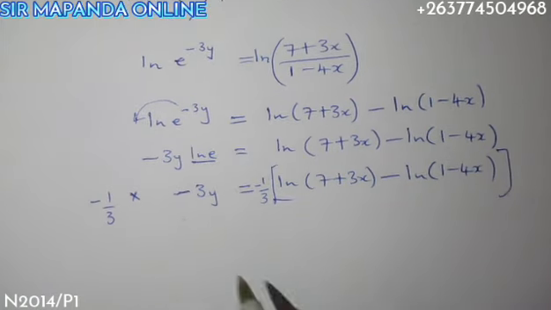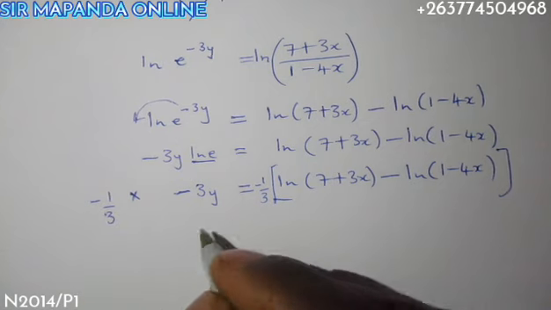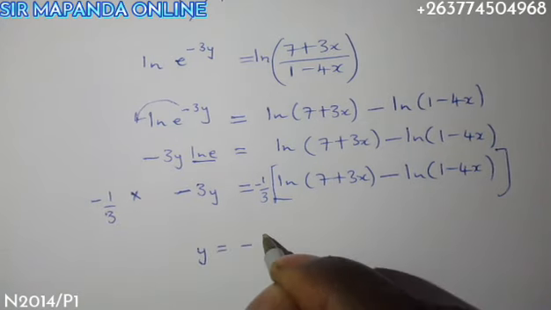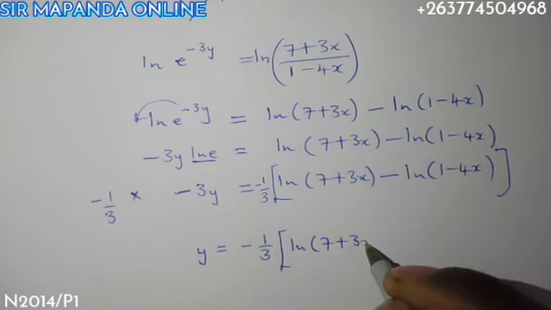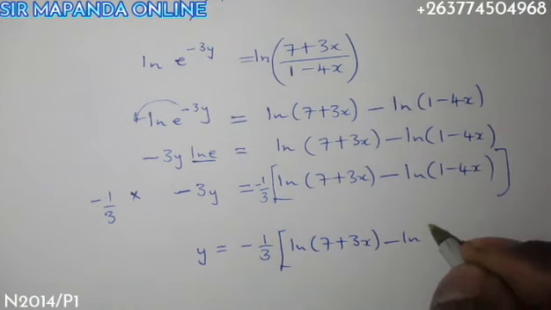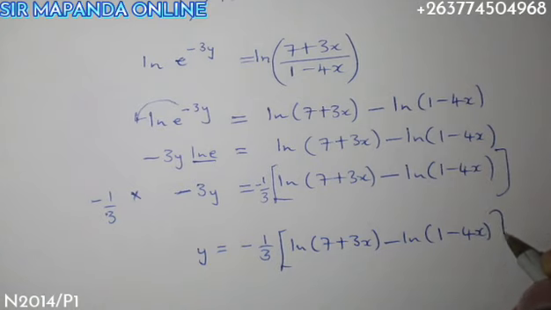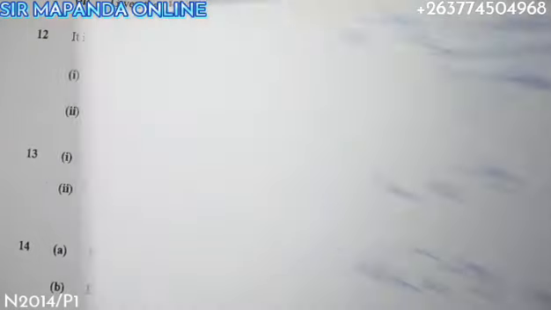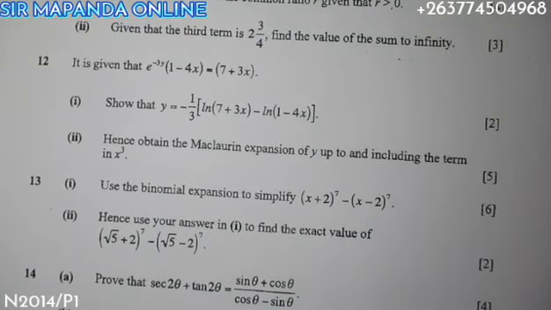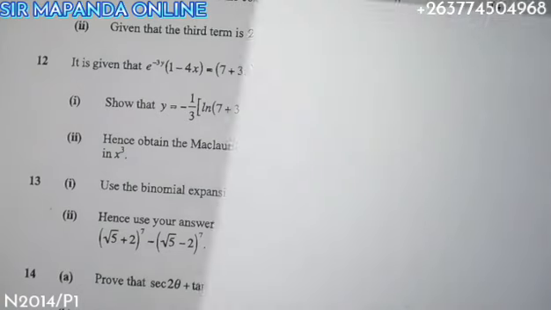So divide both sides by minus 3 or multiply both sides by minus 1/3. You will be able to prove it. So minus 1/3 times minus 3, you will be left with y is equal to minus 1 over 3, open bracket, ln of 7 plus 3x minus ln of 1 minus 4x, and this is your final answer shown. Right, let us move on to part B. Hence obtain the Maclaurin expansion of y up to and including the term in x cubed.